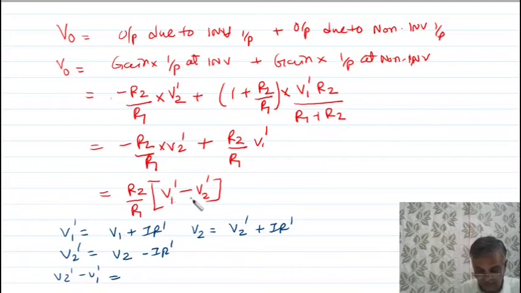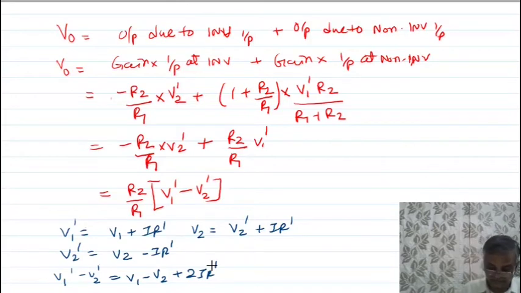I have to find V1 dash minus V2 dash. Sorry, here V1 dash minus V2 dash. So I spoke wrong. Yes, I have to find the V1 dash minus V2 dash. So V1 dash minus V2 dash is V1 minus V2 plus 2 IR dash.